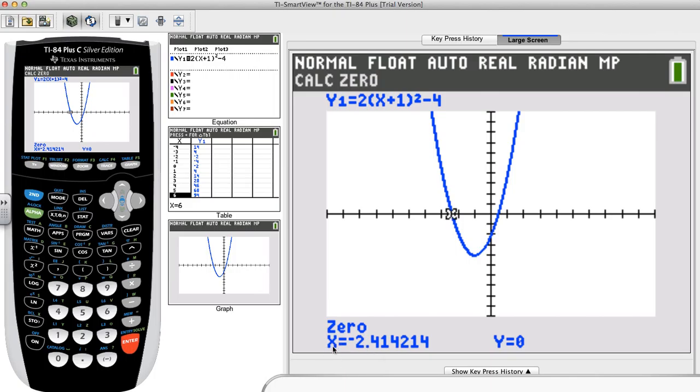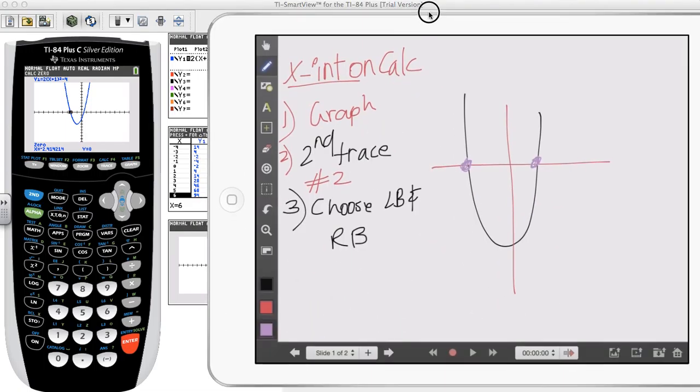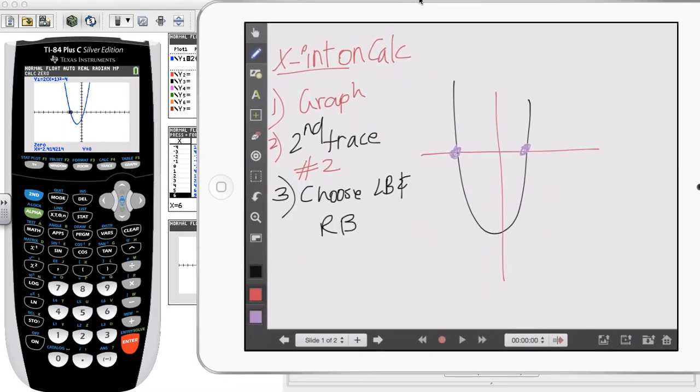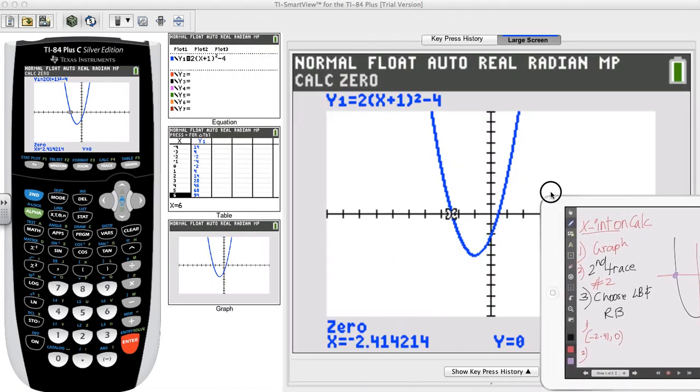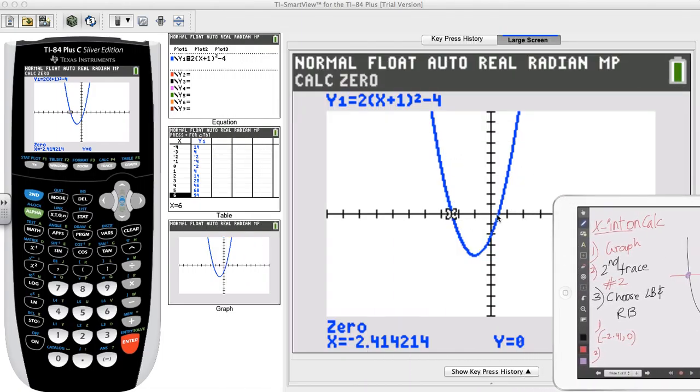So as you can see, the x-intercept is -2.410. So you write your x-intercept. The first one is going to be -2.41, 0. That's your first x-intercept. Now you need to find your second x-intercept. So let's go back to our graph. And this is my second x-intercept, right?